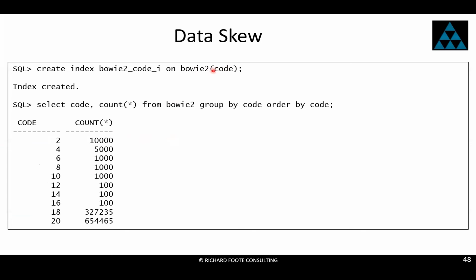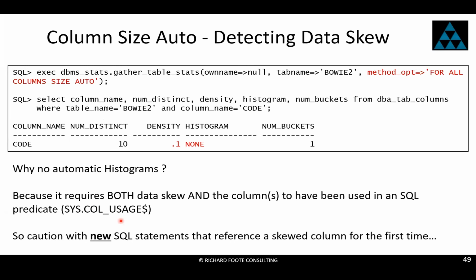So I'm going to create an index on code, but just note I've got my data everywhere. All right. So if I'm after value 12, there's only 100 rows. And to get 100 rows out of a 1,000,000 row table, maybe an index is the way to go. But if I'm after value 20, and that's more than half my table, well, maybe that's not the way to, maybe I should do a full table scan. So I've got data skew here.